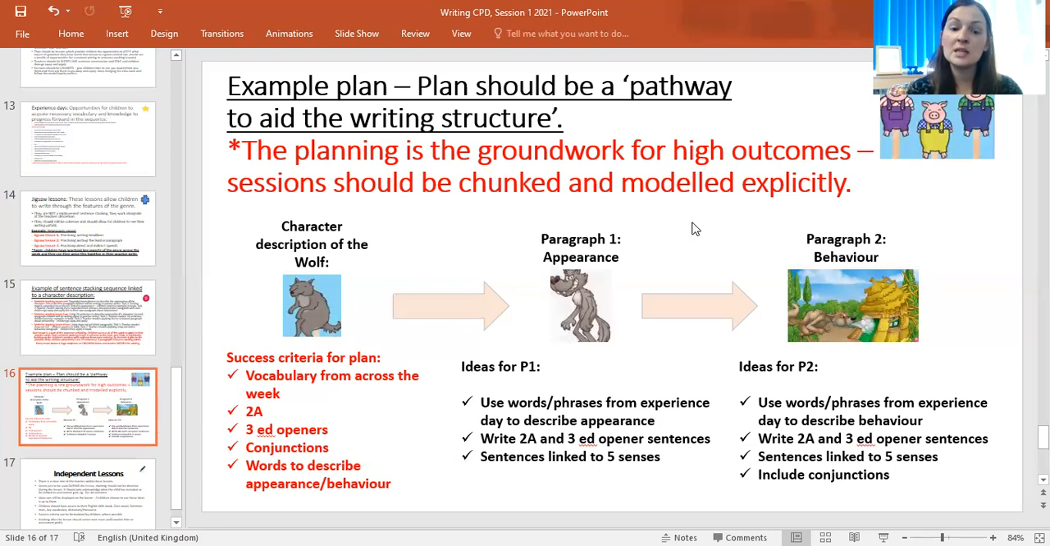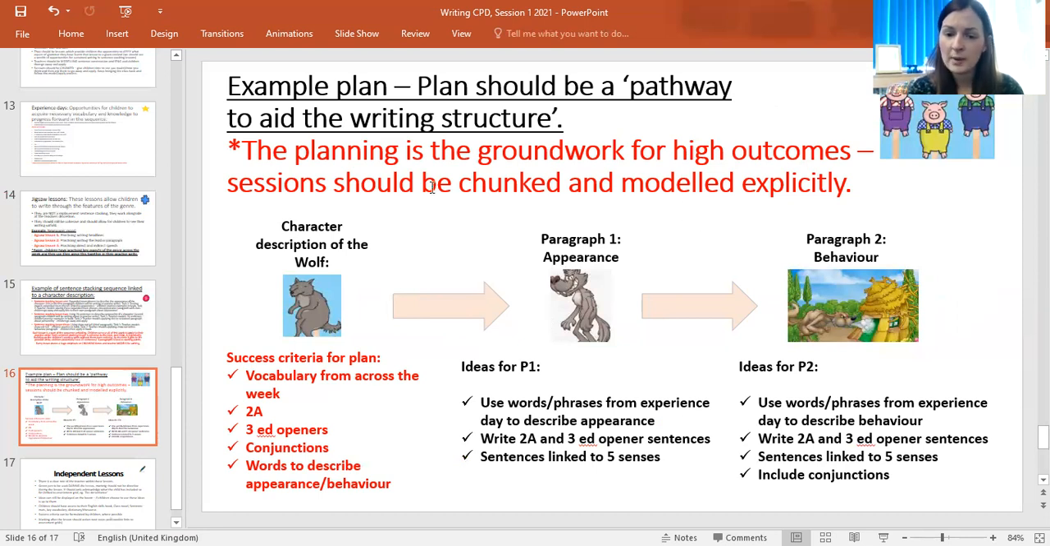So children almost need to see again on their plan the actual writing unfolding. So I've stuck with the character description of the wolf and the 3 little pigs. I couldn't fit it on this page, unfortunately, so it might have to be on an A3 one. But you can see that I've set it out in a way now that children are writing against the structure that they're going to be writing in the practice write.